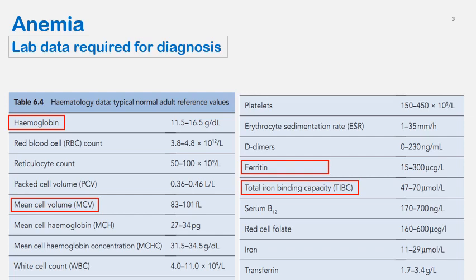Total iron binding capacity has a reverse relationship with anemia. As the iron level in the blood is reduced, the total iron binding capacity is increased. It has a reverse relationship.